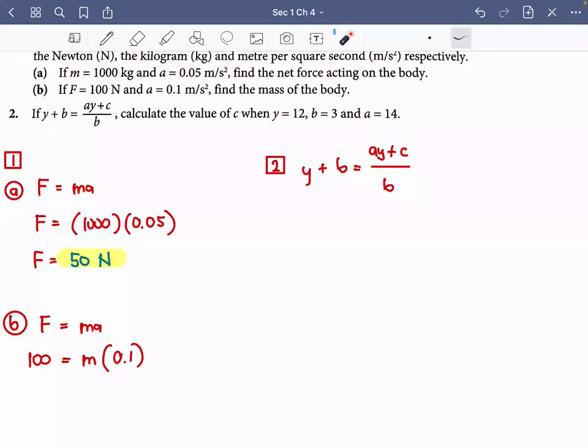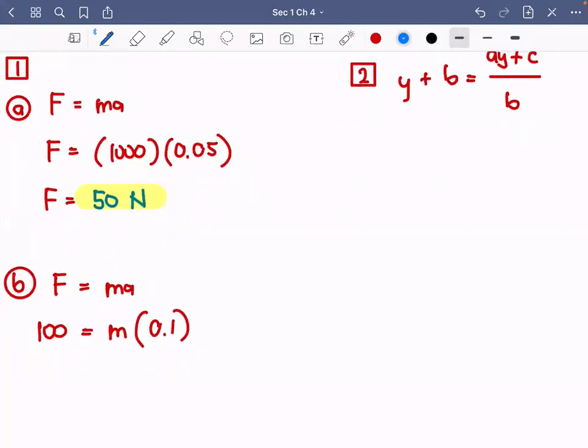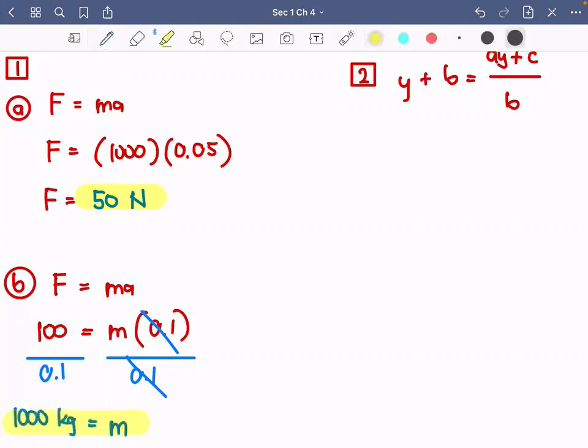Just like solving for X, how do we get rid of 0.1? We just divide both sides by 0.1. So the 0.1 is canceled out. So what is the mass? The mass is equal to 1,000 kilograms. So that's your answer for letter B.